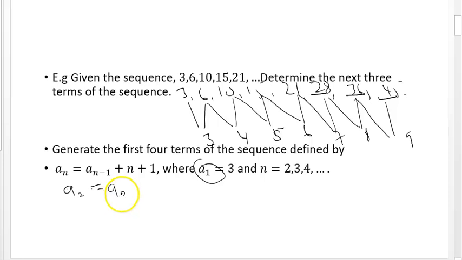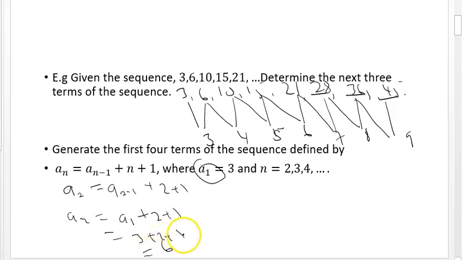So we have 2 minus 1 here plus 2 plus 1. So a2 is equal to, what is 2 minus 1? 1, so a1 plus 2 plus 1. And we know from the question a1 is 3. So in place of a1, put 3 here. 3 plus 2 plus 1, that is 6. This is a2. To find a3, we replace n by 3.